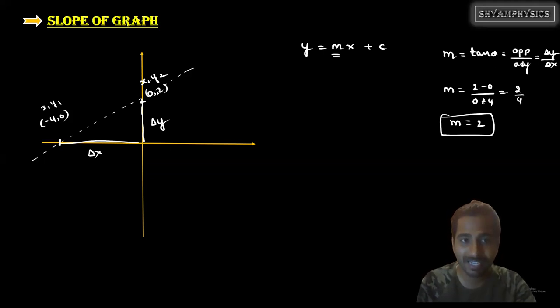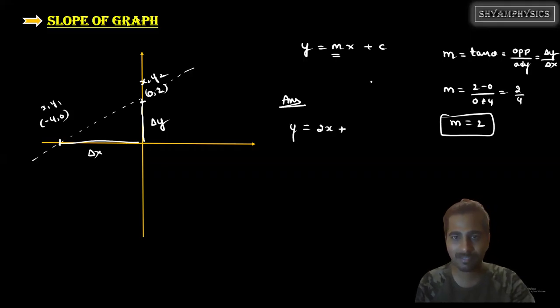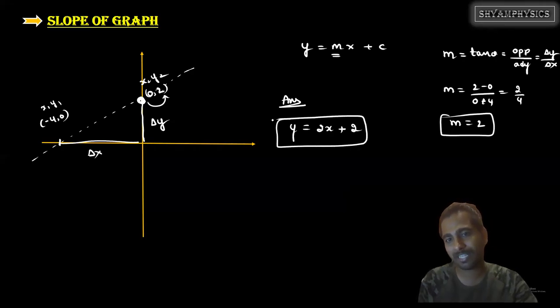Where is it cutting the y-axis? It is cutting the y-axis at 2. So put the values here. How to write the answer? y is equal to m value, which is 2, x plus c. Where is it cutting the y-axis? At this point, which represents 2. So c will be 2. This is the straight line equation.